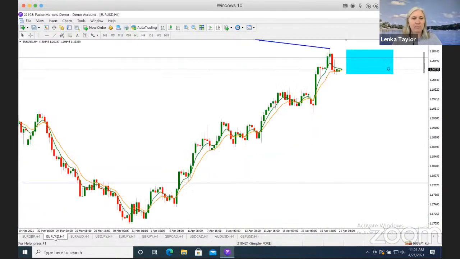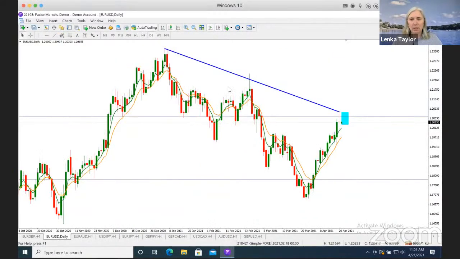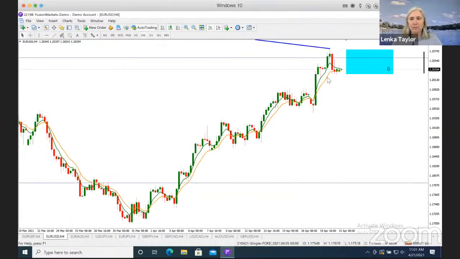Next currency pair I'm going to have a look at is Euro USD. So this currency pair I'm looking for a short. So we've had a couple of bounces now. This is the second one off the trend line, and it's also at the horizontal level. So on the H4 time frame, looking for a good reversal and then looking for a short on that currency pair.